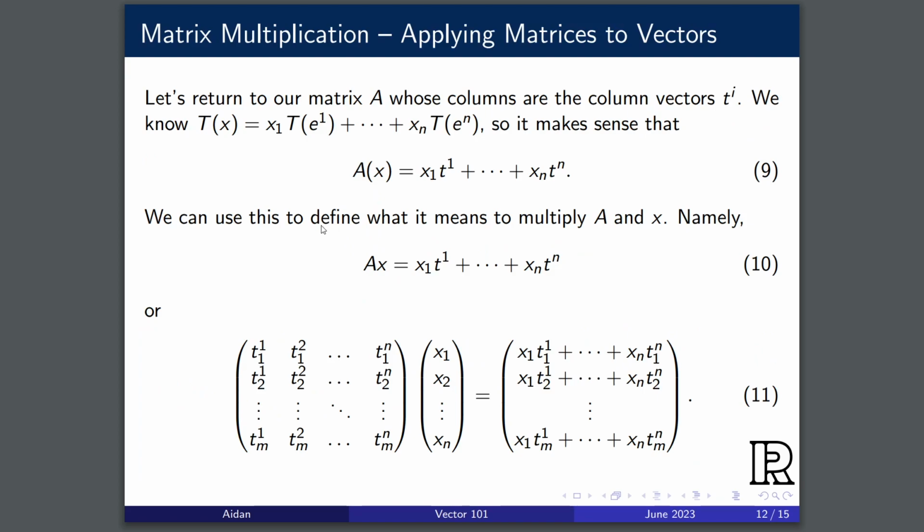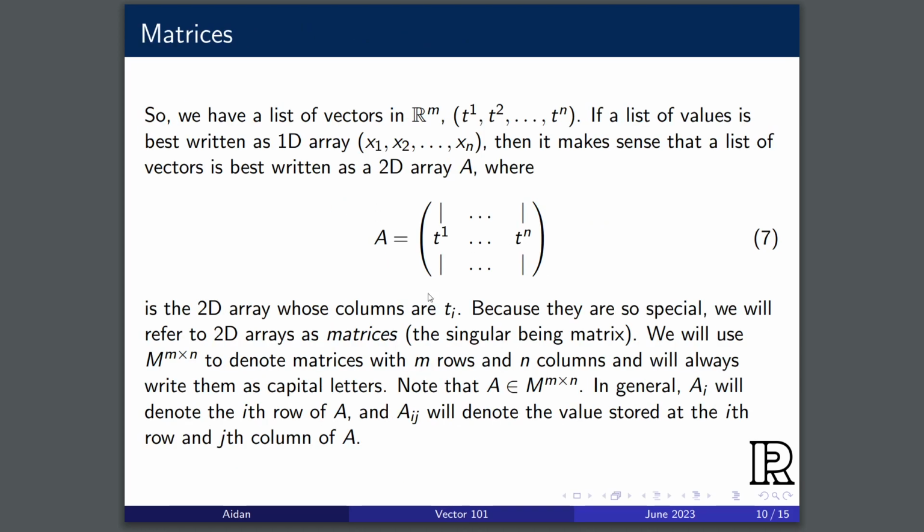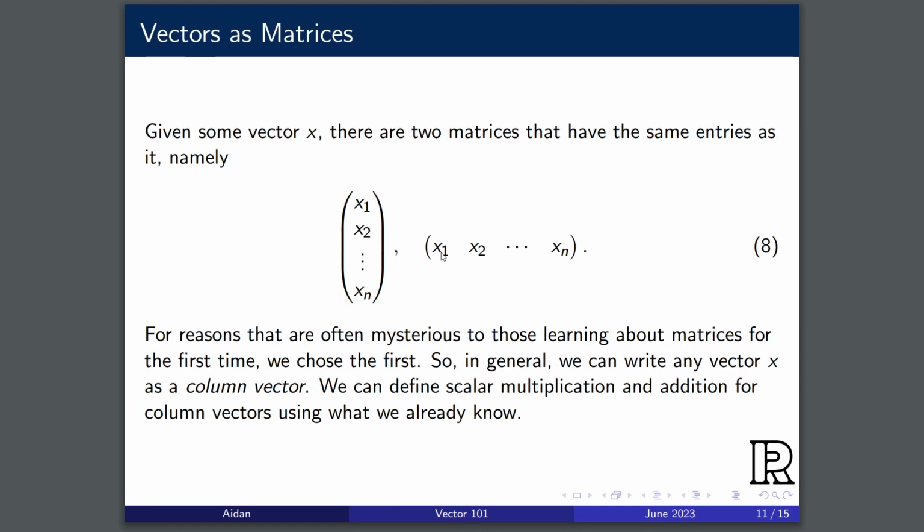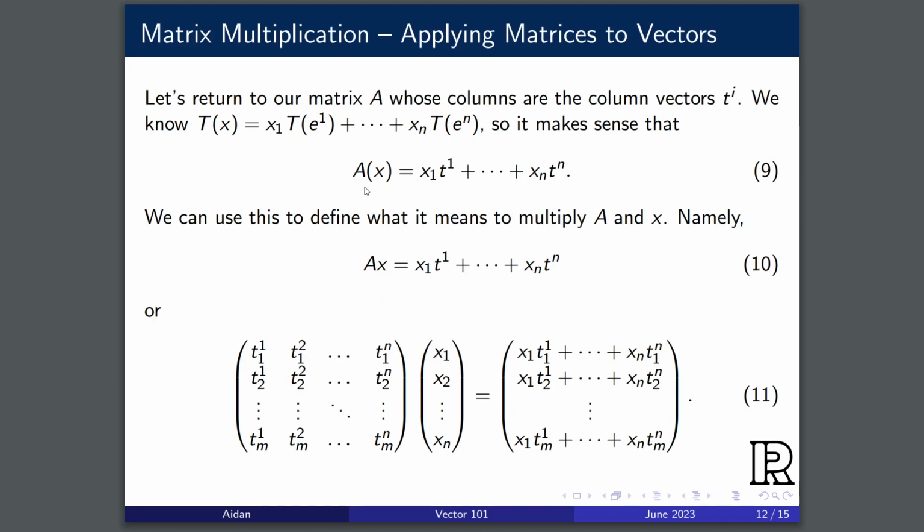Now we get to the good stuff. We've got this matrix A, and we constructed it so that its columns are these T(e_i)s. We know that we can expand T of X as this sum here. And so we want to define what it means for A of X to mean this, because we want A to contain all the same vectors T(e_i), and we want this to be true.